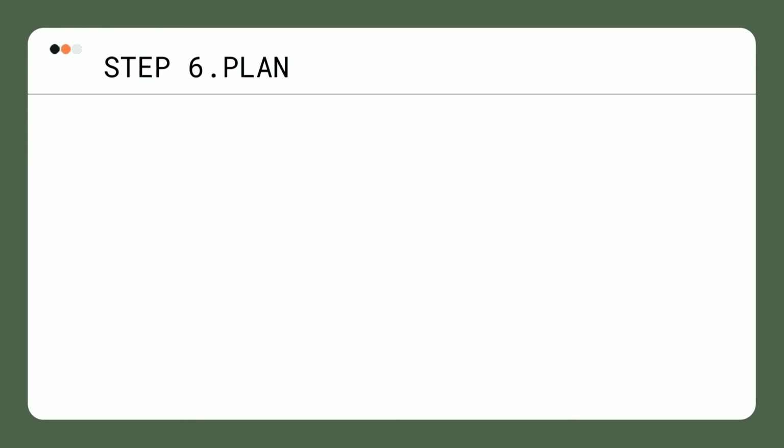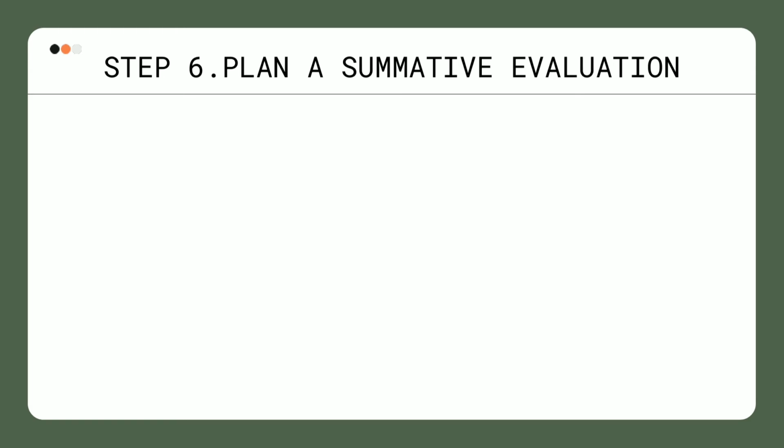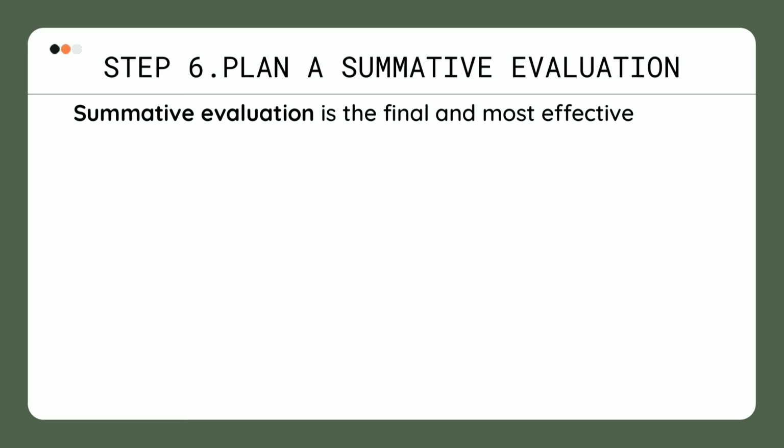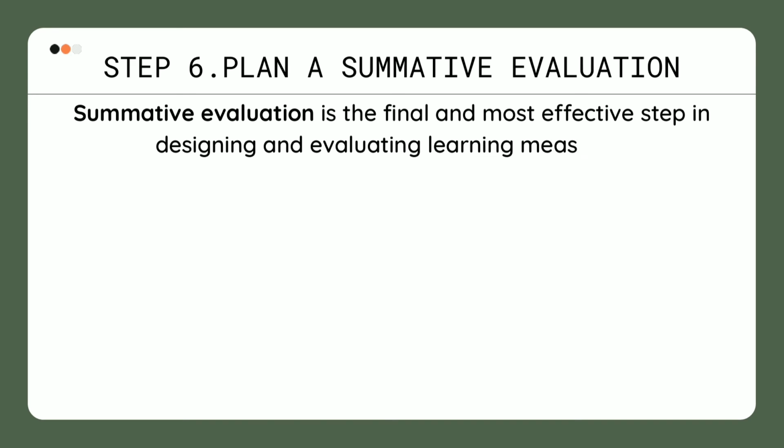Step 6. Plan a summative evaluation. Summative evaluation is the final and most effective step in designing and evaluating learning measures. There should be opportunities for revision in order to improve the design. In fact, this can be accomplished through self-evaluation of the effectiveness of your lesson. On the same note, this can be accomplished by giving the students a questionnaire to fill out so that the teacher can learn about the students' perspectives.